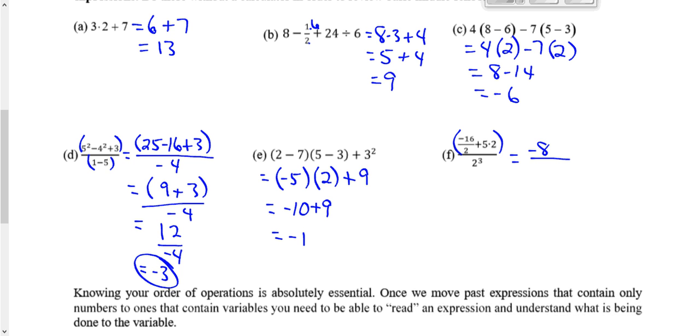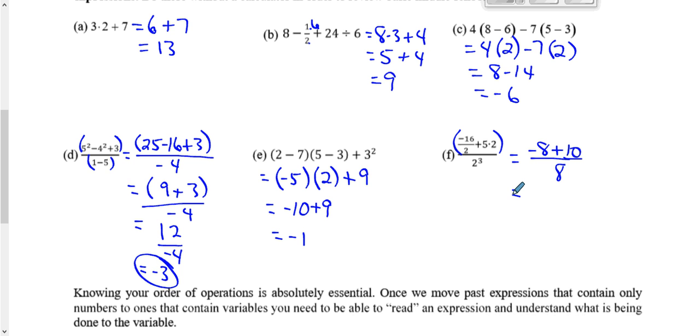Negative 8 plus, might as well do 5 times 2, yeah? 10. 2 to the third power. What is 2 to the third power? Use your fingers if you need to. 2 times 2 is what? 4. Times 2 is 8. Right?